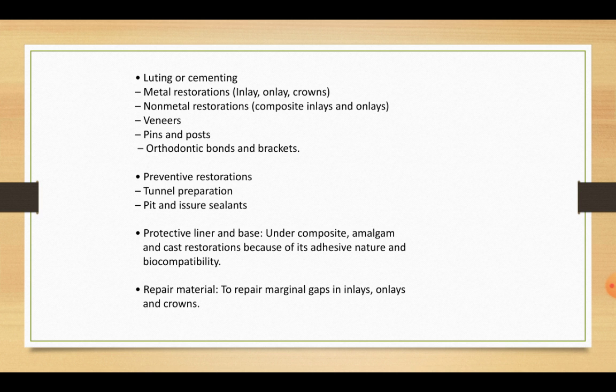Then preventive restorations like tunnel preparation and pit and fissure sealants can also be restored with GIC. GIC can also be used as a protective liner and base under composite, amalgam and cast restorations because of its adhesive nature and biocompatibility. It is also used as a repair material to repair marginal gaps in inlays, onlays and crowns.